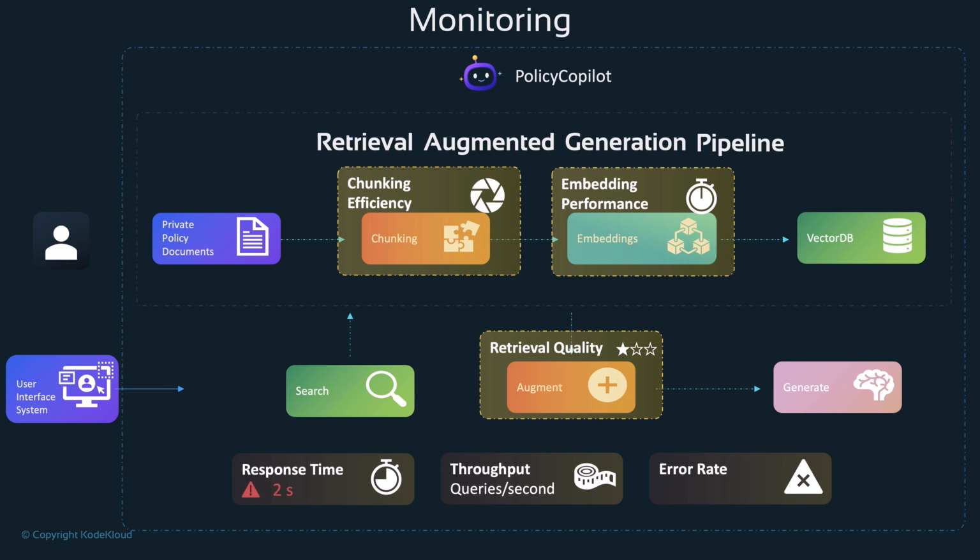So if response time exceeds 2 seconds, that's a performance issue. If error rate goes above 5%, then there's a system problem. So the key is to set realistic thresholds based on actual performance, not theoretical targets. So we want alerts that indicate real problems, not false alarms that cause alert fatigue.